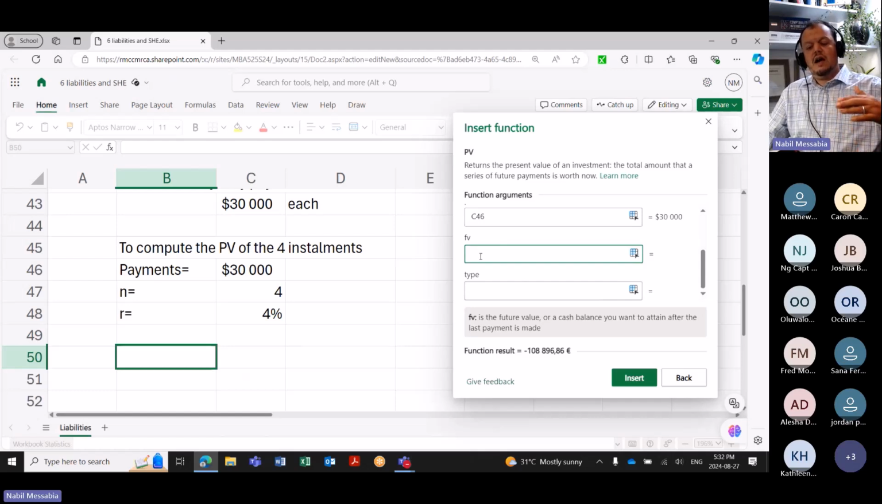Future value. In addition to these installments, are you going to pay a lump sum at the end? The answer is no. So it should be 0. We only are going to pay 30,000 every year. That's it.